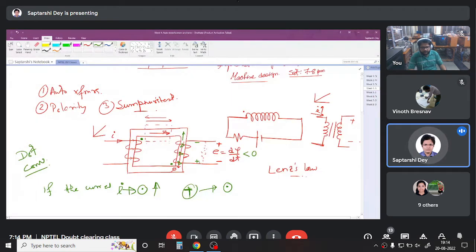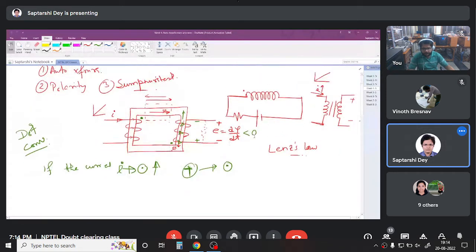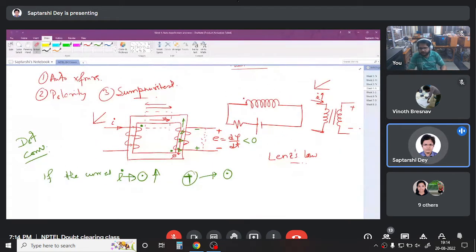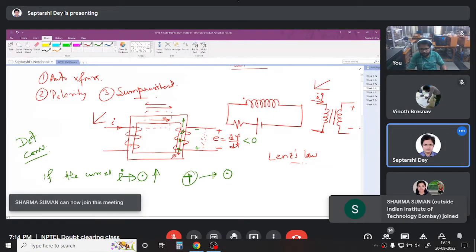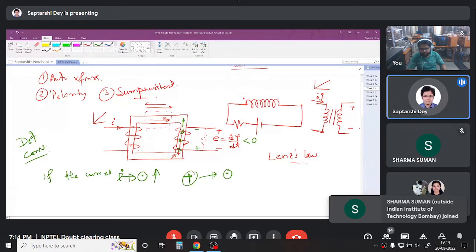So once we have this, this is called the dot convention, and when we are doing polarity test of transformer, what we are doing is nothing but finding out these dots. Now see, I could have done it the other way also. Say, instead of giving the dot here, I give the dot here.